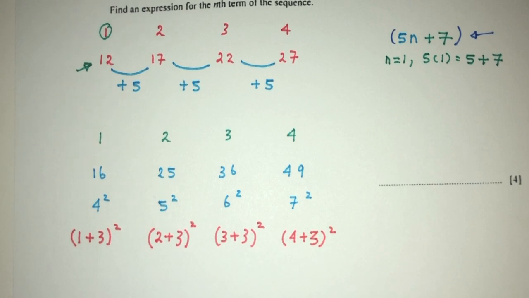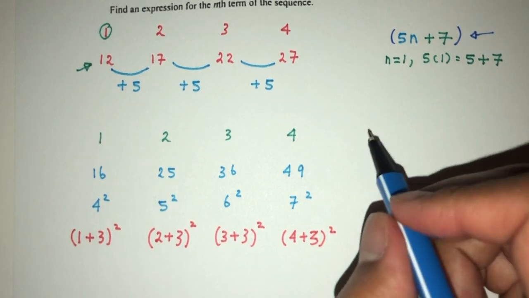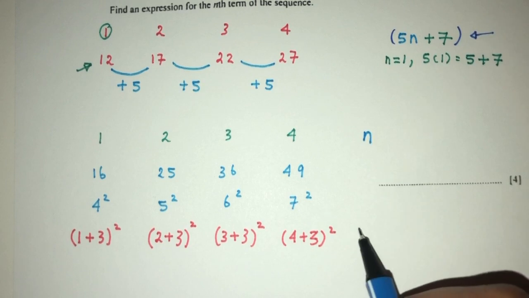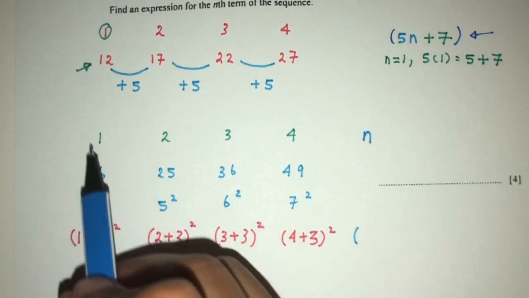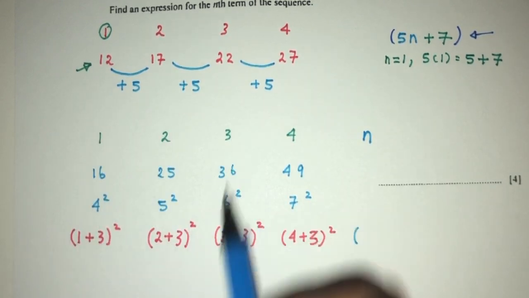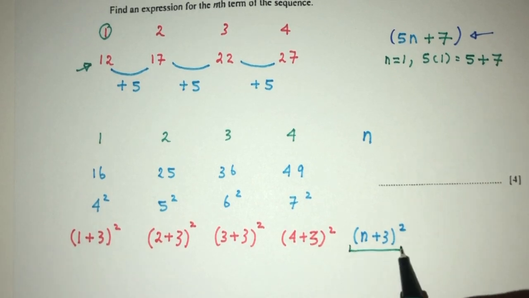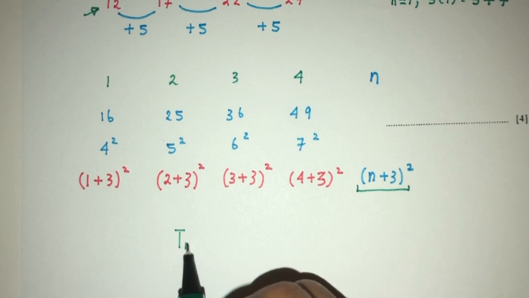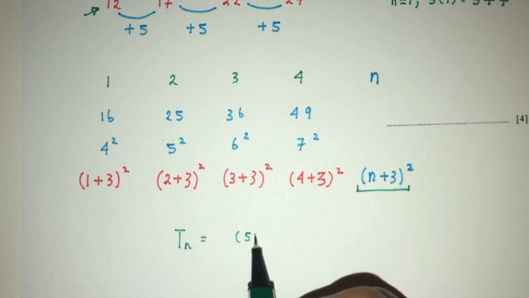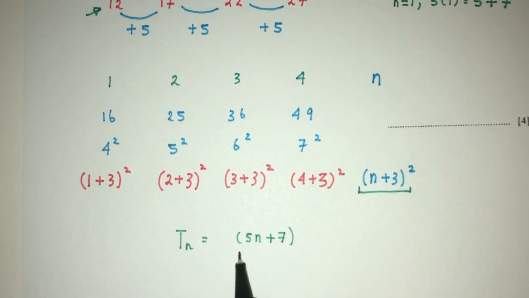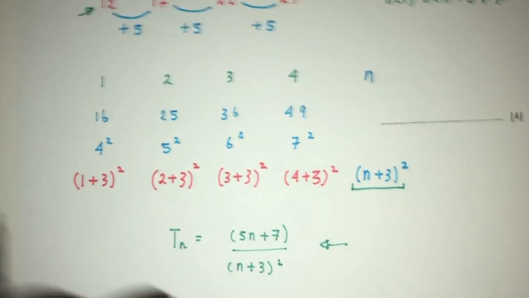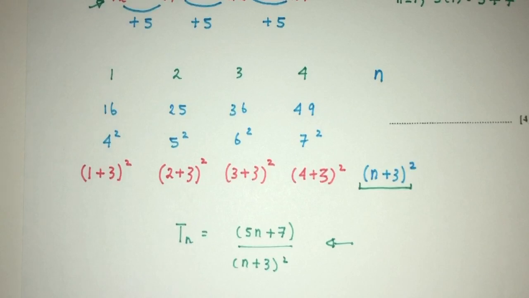So what is the idea here? If you observe, if the term was n, every time we're taking n, adding 3, and then squaring the value to obtain that. So this is the nth term on the denominator. So the nth term should be (5n plus 7) over (n plus 3) square for your answer. That will be question number 20.